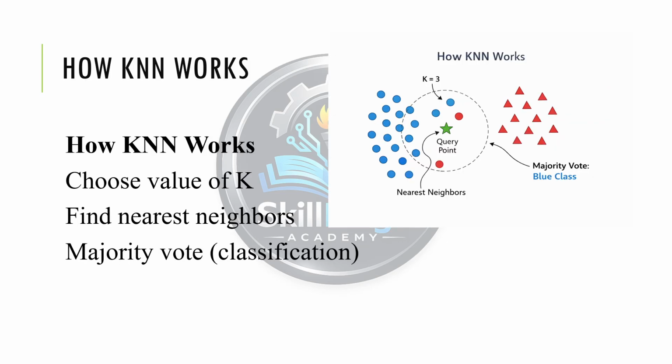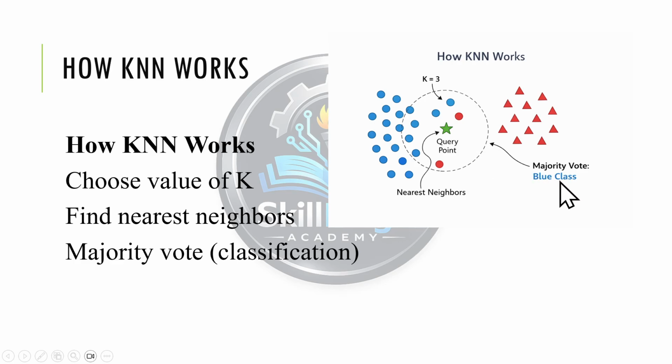Here you have seen this green star is the new data point we want to classify. We choose k equal to 3, which means we will look at the 3 nearest neighbors. The dashed circle shows the closest points to our query point. So we have 2 blue points and 1 red point. So majority voting, what will happen now?